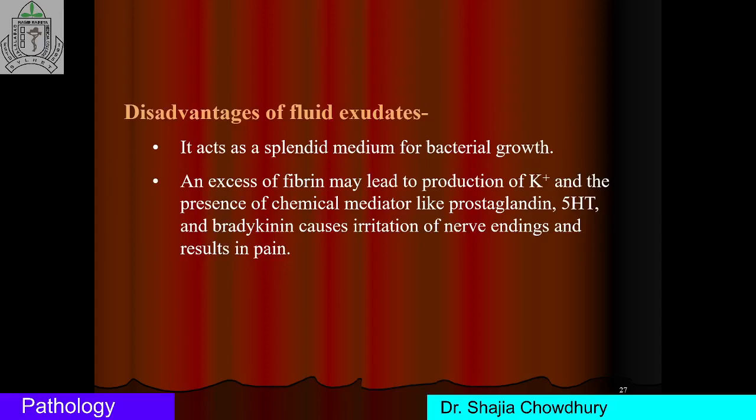Now, what are the disadvantages of exudate? It acts as a splendid medium for bacterial growth. It helps as a bactericidal agent, but it also acts as a splendid medium for bacterial growth. An excess of fibrin may lead to production of potassium ion, and chemical mediators like prostaglandin, serotonin and bradykinin cause irritation of the nerve endings, resulting in pain. Tissue tension also occurs, which presses the nerve endings and results in pain.